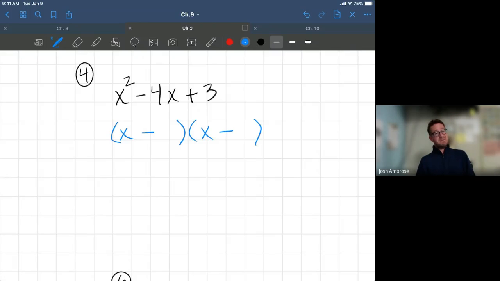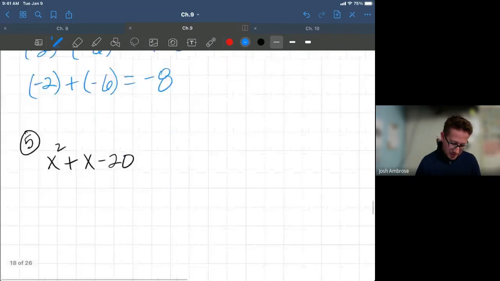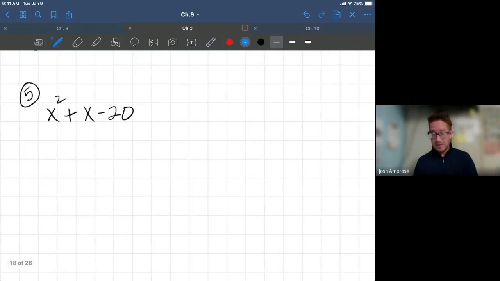3's prime. So the only thing I could use for 3 is 1 and 3. Boom and boom. There you go. Negative 1 plus negative 3 does make negative 4. That's my middle term. And negative 1 times negative 3 makes a positive 3. Perfect. That one was nice. Straightforward type of problem. All right, let's do another one, but let's notice our signs are changing.